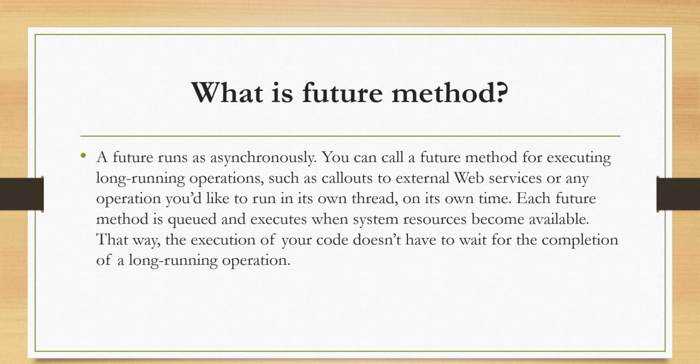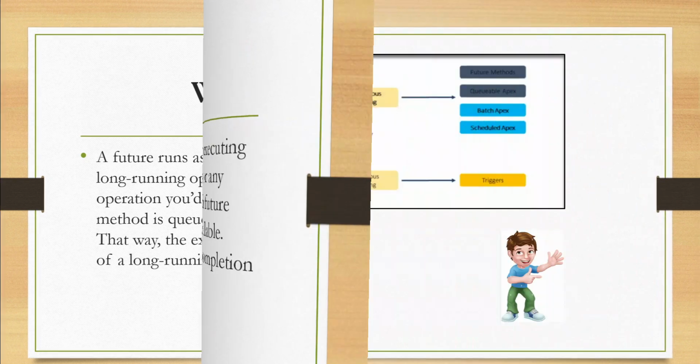A future method runs asynchronously. You can call a future method for executing long running operations such as callouts to external web services or any operation you would like to run in its own thread in its own time. Each future method is queued and executes when system resources become available. That way, the execution of your code doesn't have to wait for the completion of a long running operation.